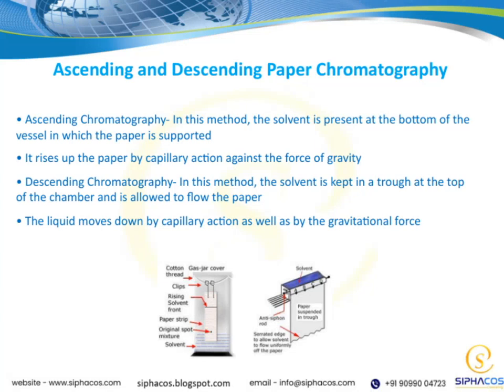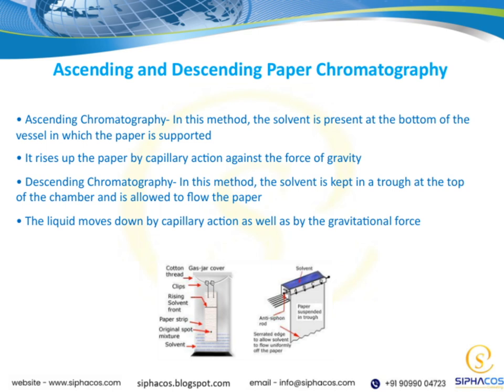Now, let's take a closer look at ascending and descending paper chromatography. In ascending chromatography, the setup is such that the solvent is placed at the bottom of the vessel. The paper is held upright, and the solvent begins to move upwards through the paper. This movement occurs because of capillary action, which is a process where the liquid rises against gravity due to surface tension and adhesion. It's quite fascinating because the solvent travels upward, carrying along different components of the mixture at different rates, helping us to separate them.